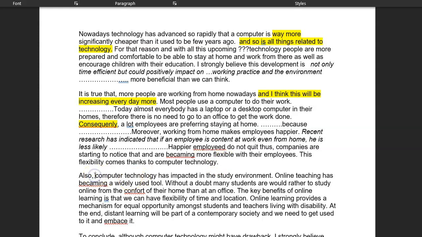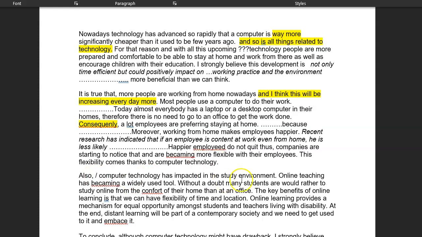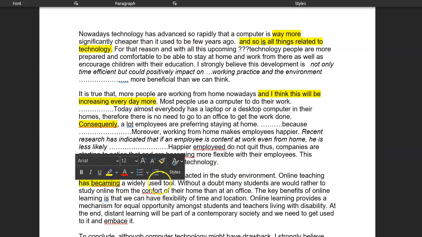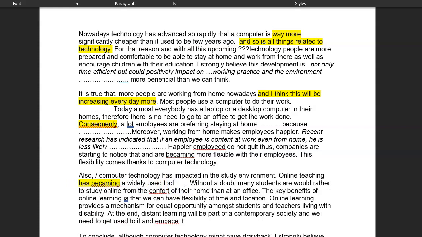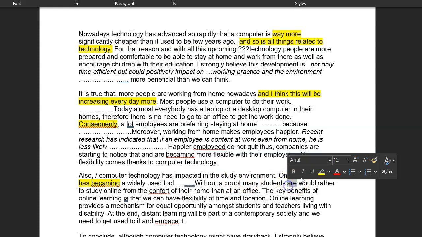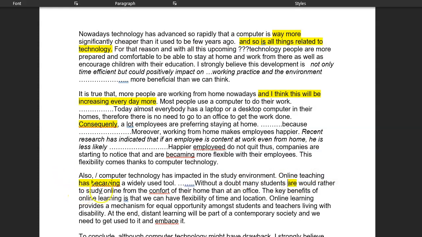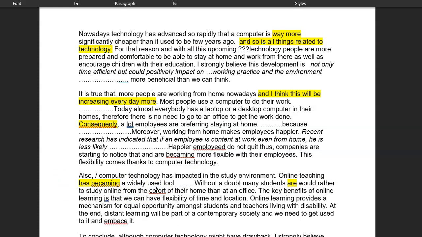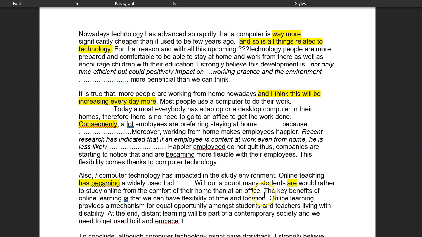So here, "Furthermore, computer technology has impact on the study environment. Online teaching has become," watch out for your grammar, "has become a widely used tool in order to develop, and without a doubt, many students would rather," not "would rather," just "would rather," watch out for the grammar again, "study online from the comfort of their own home than that in an office. The key benefit of online learning is that it is," okay, flexibility in it, yeah.